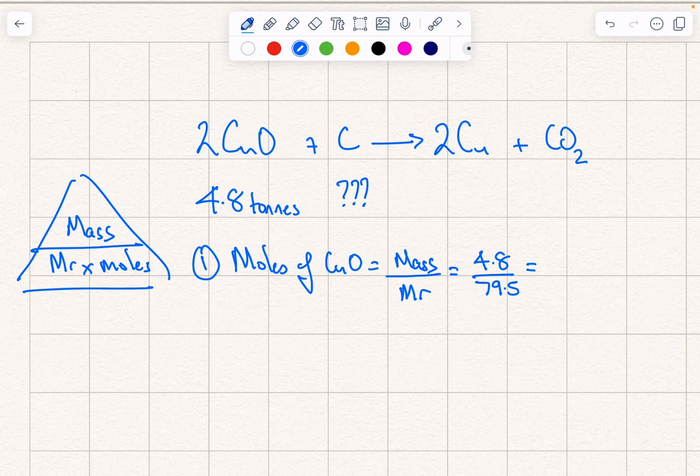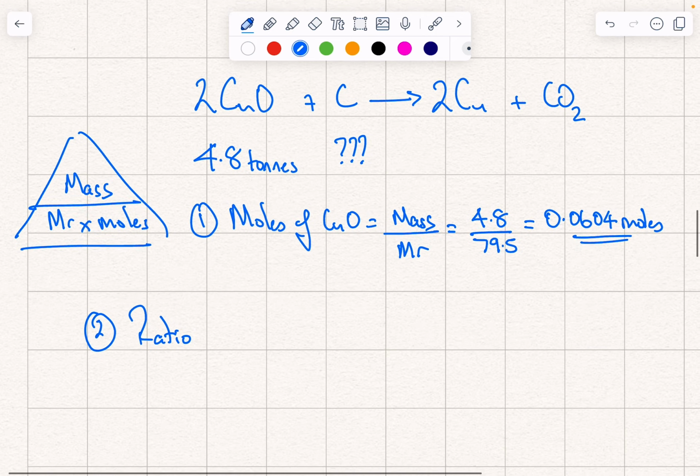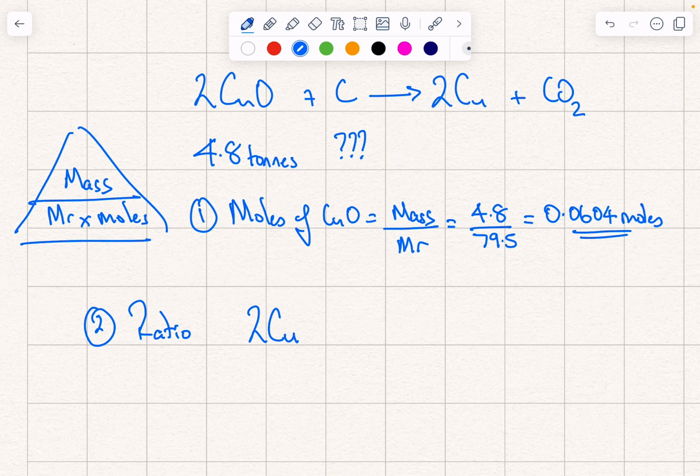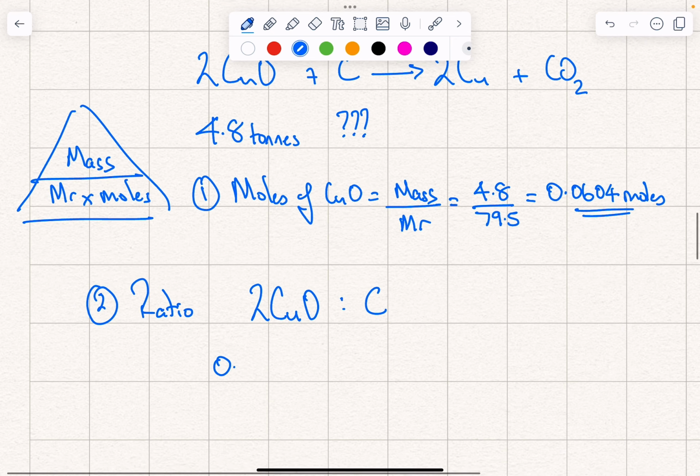Okay, so a bit of work on your calculator. 4.8 divided by 79.5, and that's giving me an answer of 0.0604 moles of copper oxide. My next job, step 2, is we look at the stoichiometry, the ratio between those two chemicals. So I can see from the balanced equation, I've got 2 moles of copper oxide reacting with 1 mole of carbon. Okay, we've just worked out that there are 0.0604 moles.